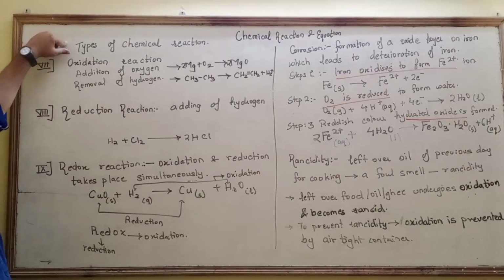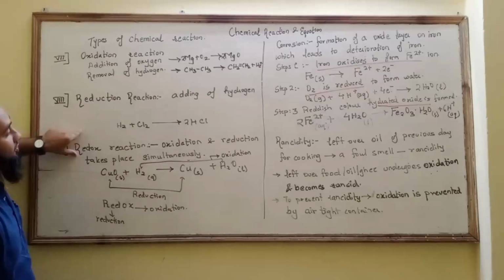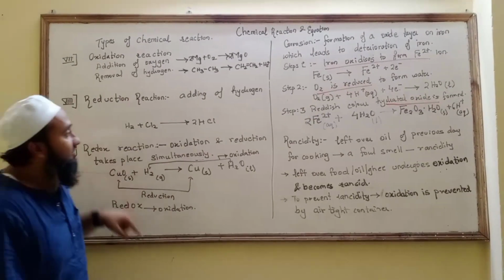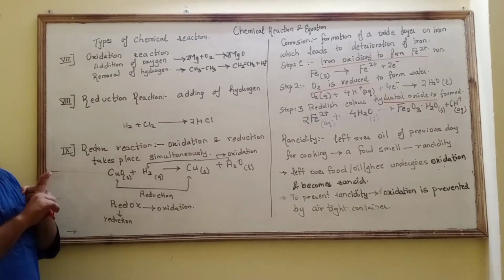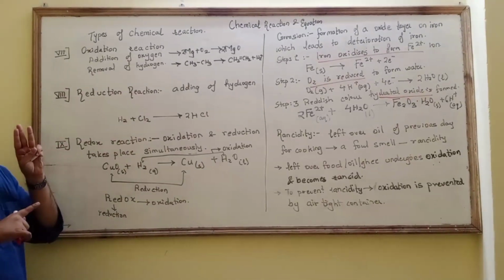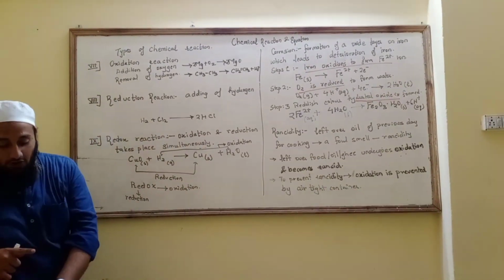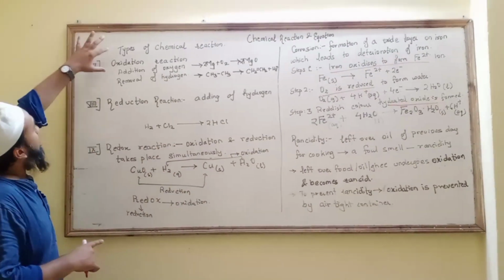Now the next types of reaction are oxidation reaction, reduction reaction, and redox reaction. These are the 3 types of reaction which were left. Previously we have studied combination reaction, decomposition reaction, the third was displacement reaction, the fourth was double displacement, the fifth was endothermic, the sixth was exothermic. Now we are coming to oxidation reaction.